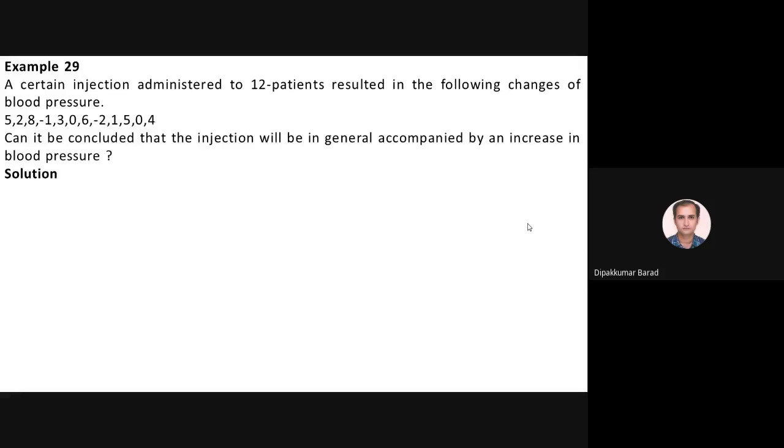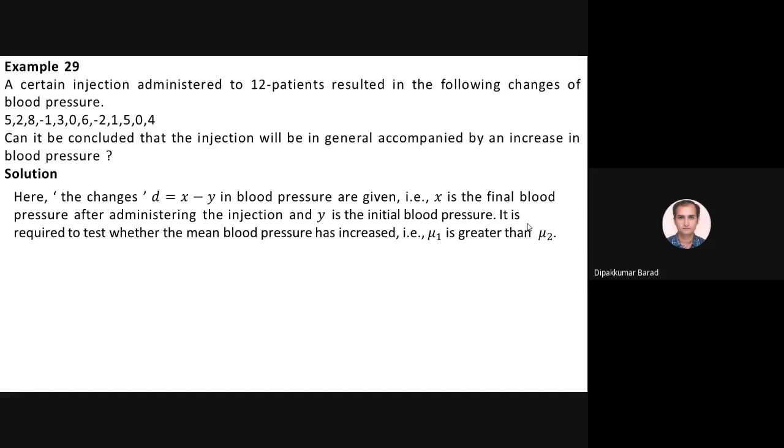Okay, so first of all, from the sample we have a given change d is equal to x minus y in blood pressures. Here x is the final blood pressure after administering the injection, and y is the initial blood pressure. It is required to calculate whether the mean blood pressure has increased after injecting, for the given 12 patients. So there is mu1 greater than mu2.